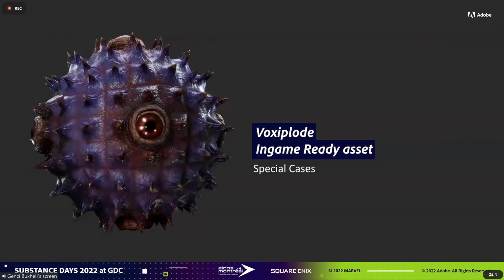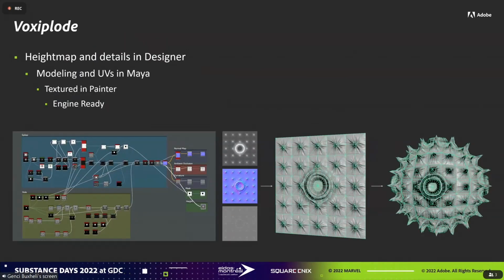So, like I mentioned before, there are some special cases where I could completely skip the sculpting process, which is the case of the Voxy plot. And in this case, I only use Substance Designer and Maya to finalize this model. In the next video, I'm just quickly going to show how I use the exported textures from Designer to build a low poly mesh on top of it, and then in the end, just apply the texture and use it in the engine as is.